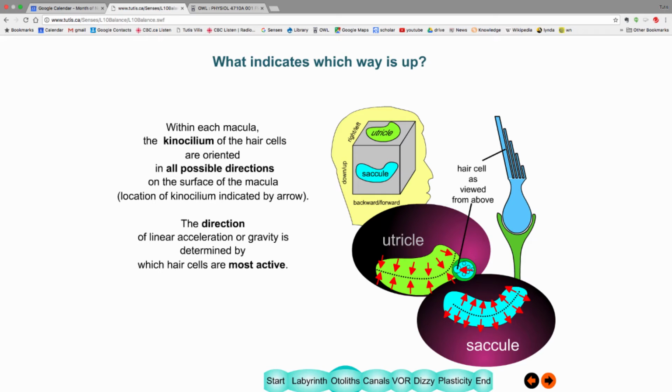The saccule, on the other hand, is perpendicular to that. So it's like you take the armrest that you have and flip it up. That's the plane that the saccule would be on. And so it's sensitive to movements both forward and backwards, but also up and down. So at least one hair cell or one group of hair cells will get activated by some particular motion of your head. And the brain figures out by which one is most active as to what direction you're going in.